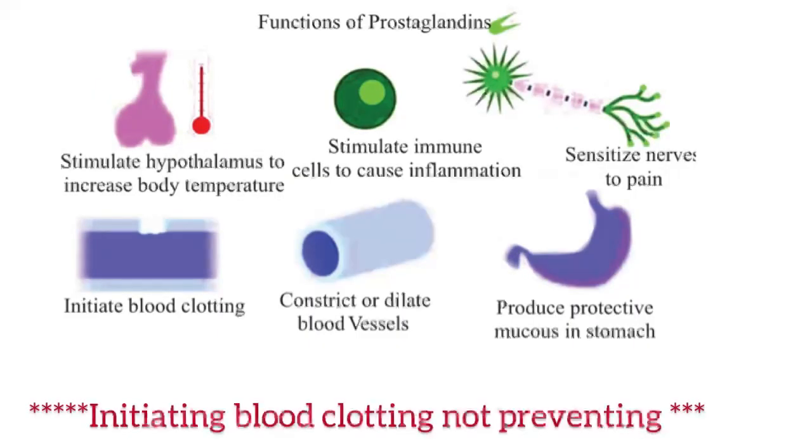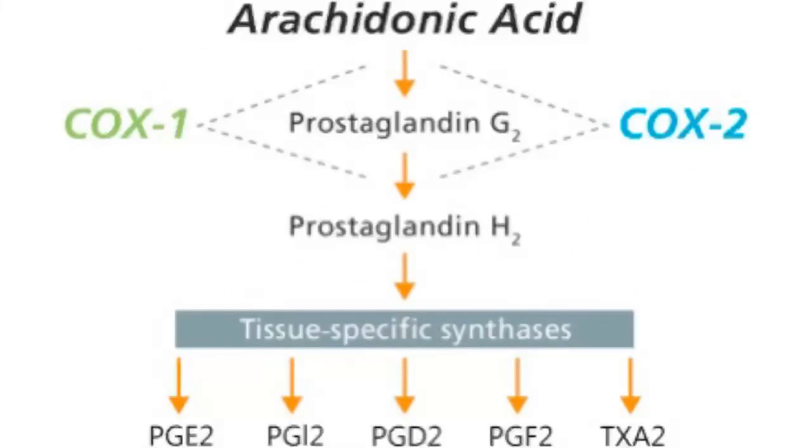These prostaglandins have a variety of functions such as increasing the body temperature by stimulating the hypothalamus, sensitizing the nerves for pain, preventing blood clotting, and they are also responsible for inflammation. I believe you would all agree with me that the cyclooxygenase pathway is really an interesting one. Yes, that's the beauty of biochemistry.